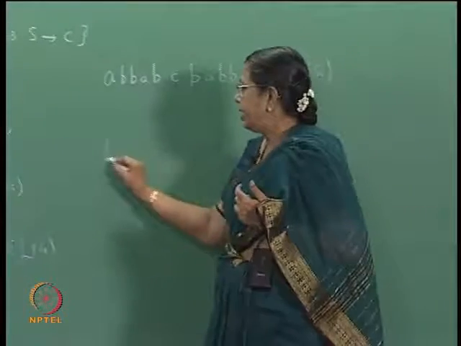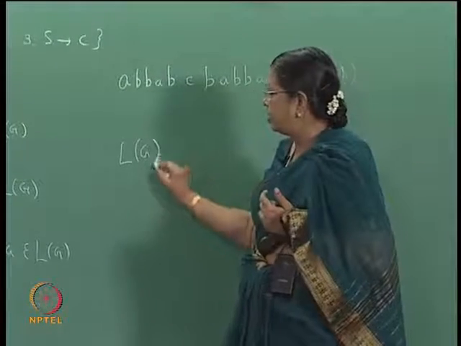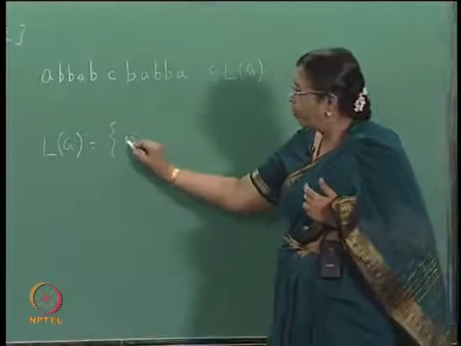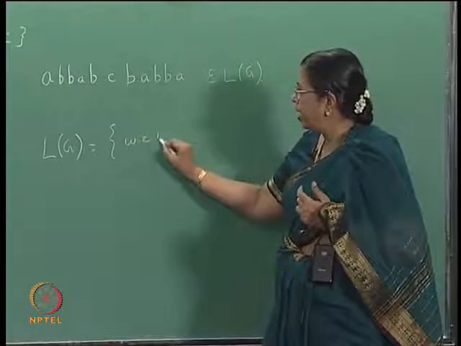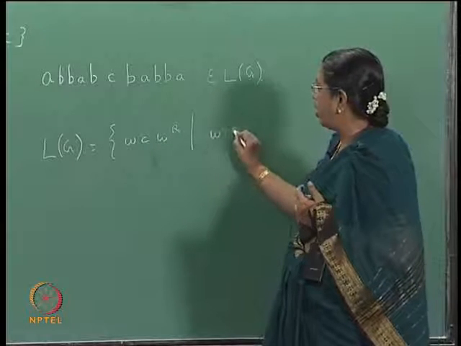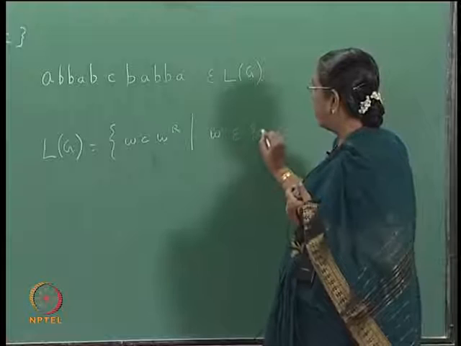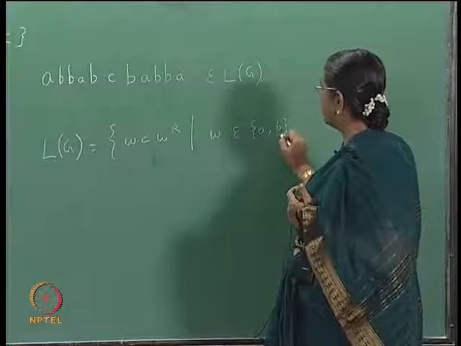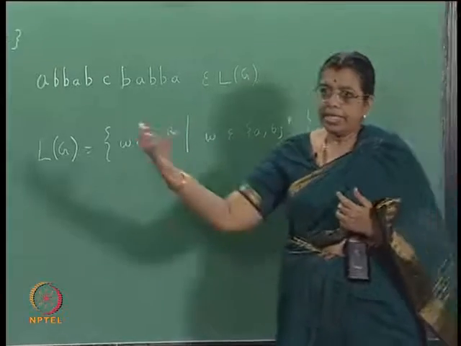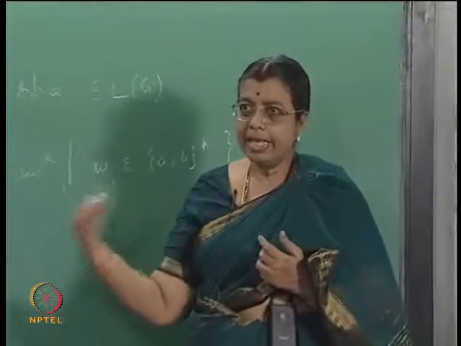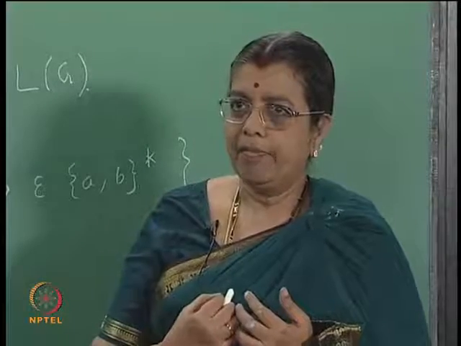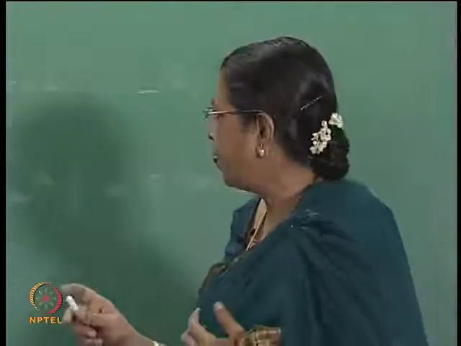So, L of G consists of strings of the form W C W R, where W belongs to {A, B} star. W is a string of A's and B's, then C, then the reversal of the first portion will be generated.